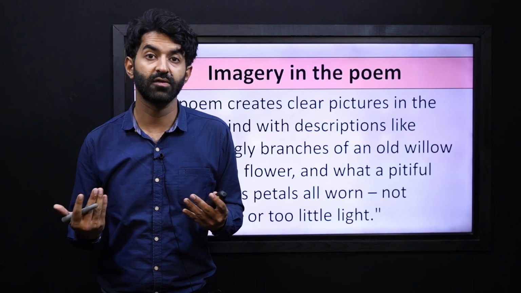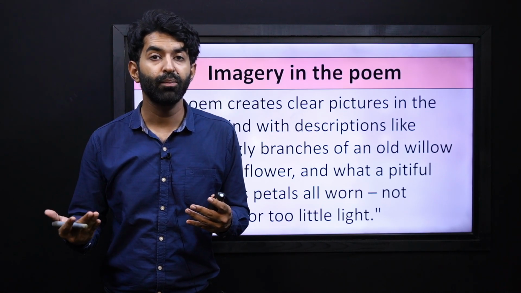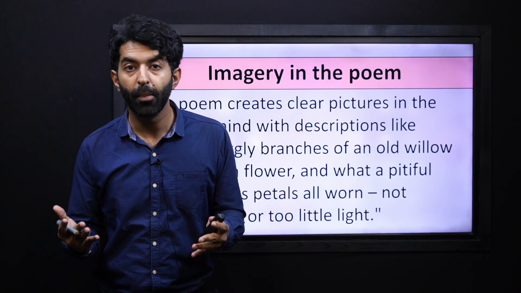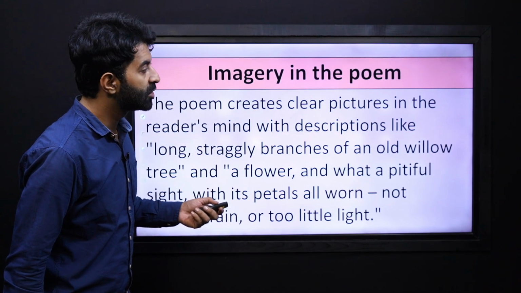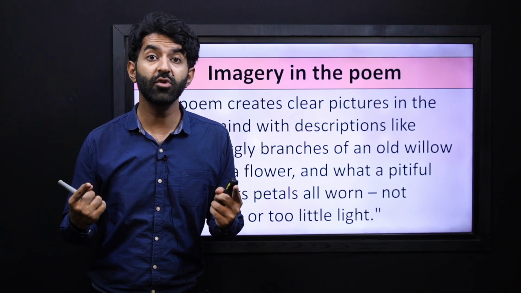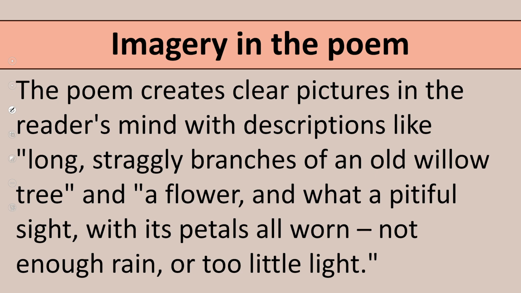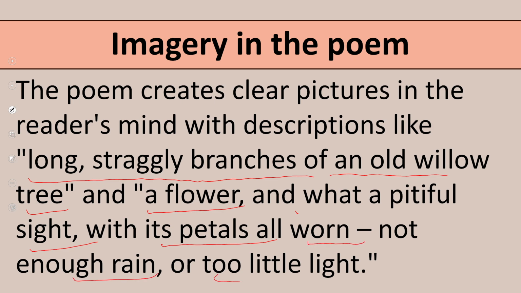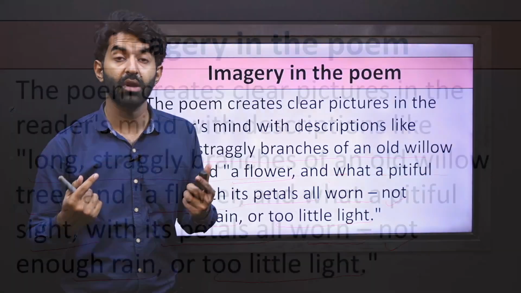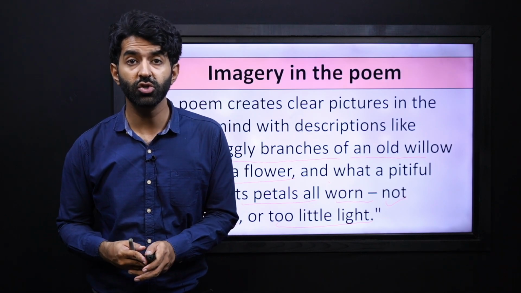So these are the words and phrases which are leaving a very good impact on us as a reader, and we feel either sad, happy, grateful, or even motivated or inspired by such poems. Let's look at the imagery. Yes, all these words or phrases or the verses that are leaving an image in our mind as a reader. How does the poem create imagery? By this phrase, long straggly branches of an old willow tree. Yes, we can picturize it in our mind. A flower, and what a pitiful sight, with its petals all worn, not enough rain or too little light. This tells us, and the picture comes in our mind of a dead flower with not enough nutrition.